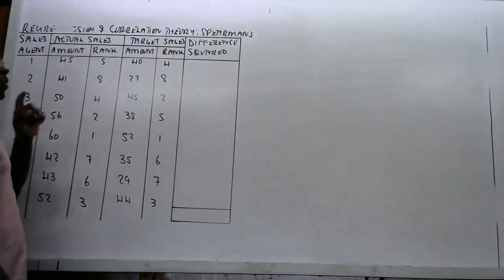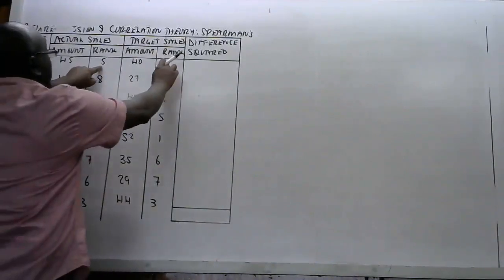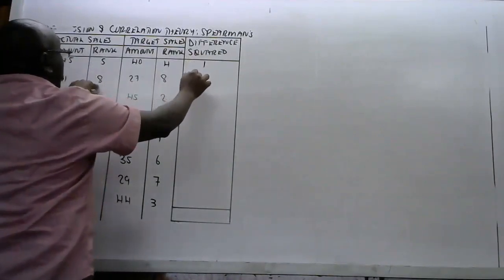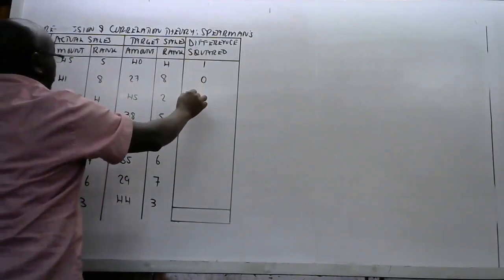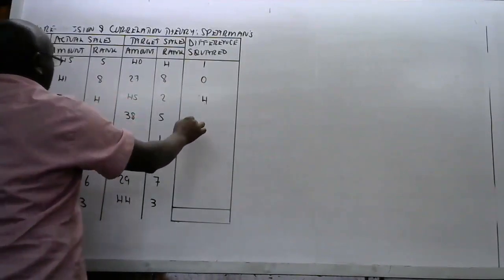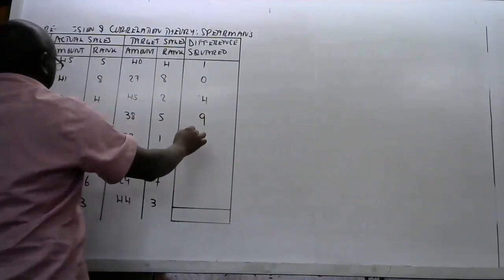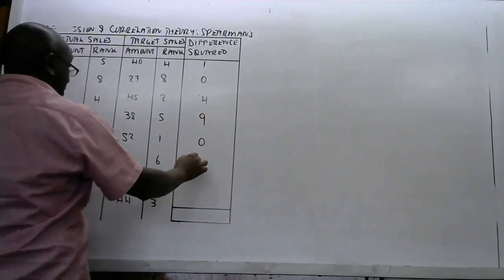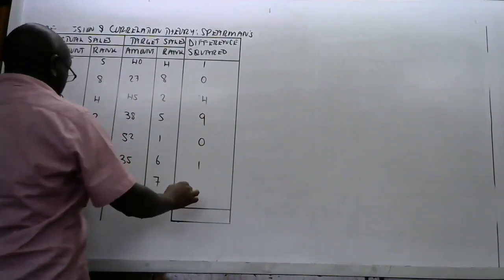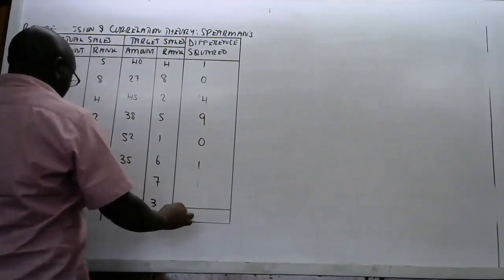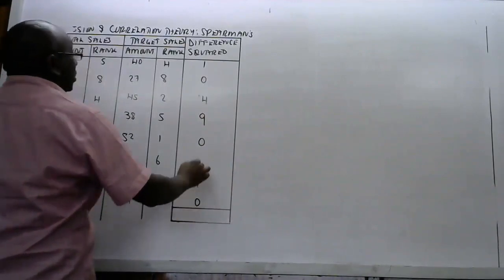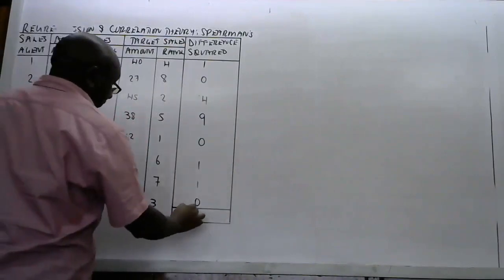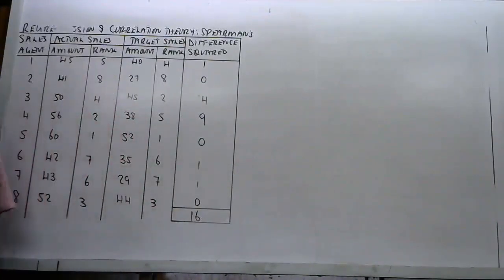Then to get the difference squared, 5 minus 1 squared is 1. 8 minus 8 squared is 0. 4 minus 2 squared is 4. 2 minus 5 squared is 9. 1 minus 1 squared is 0. 7 minus 6 squared is 1. 6 minus 7 squared is 1. 3 minus 3 squared is 0. So if you add, this is 5, that is 14, 16. So we have a total of 16.